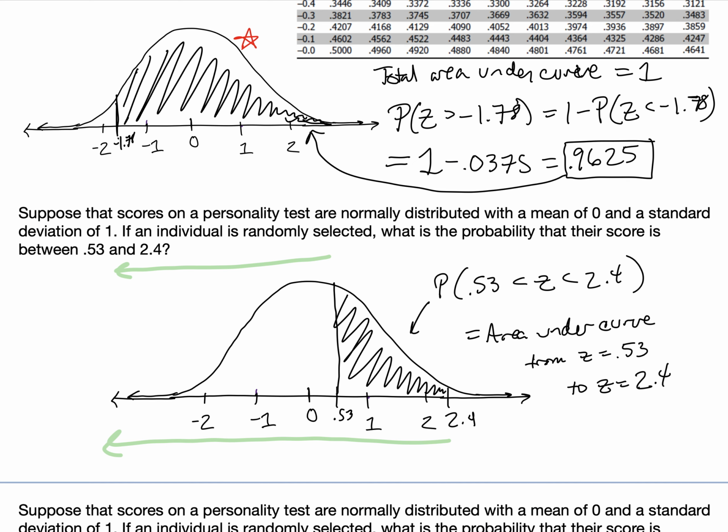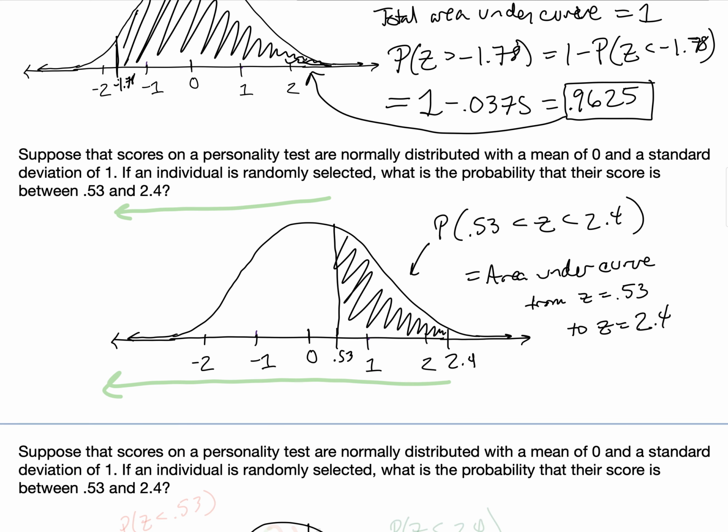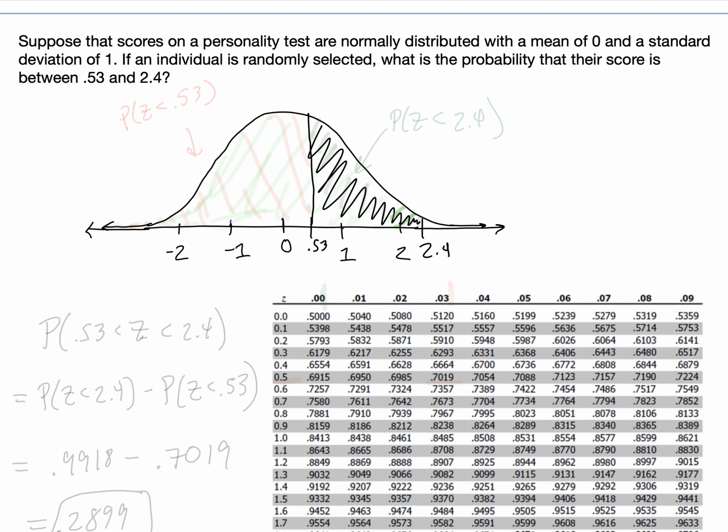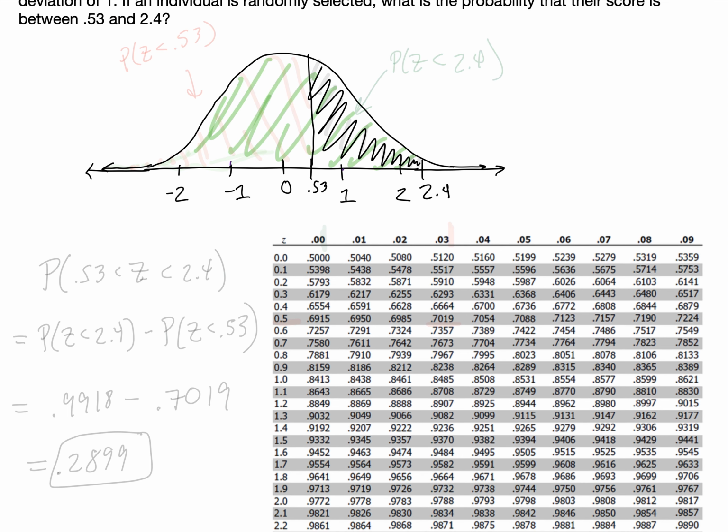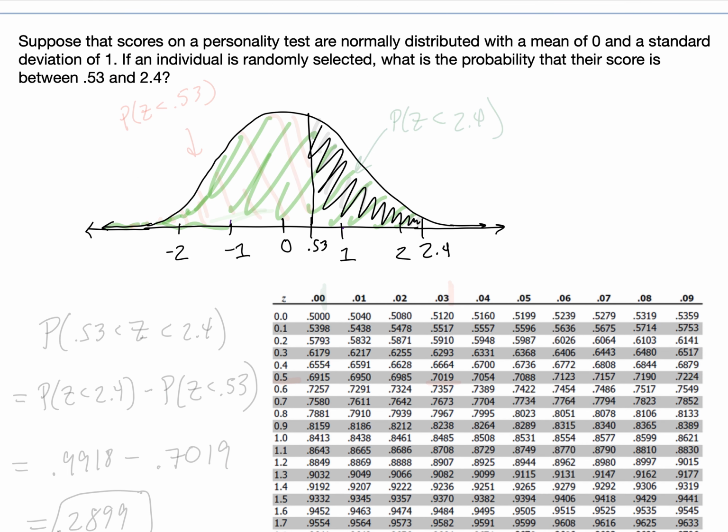So for now, just think for a second about if you're able to find each of those probabilities separately, how could you find the probability of the shaded area that we're interested in, the probability that z is between 0.53 and 2.4? Okay, if we're able to find each of those probabilities separately, say that in green here is the probability that z is less than 2.4.